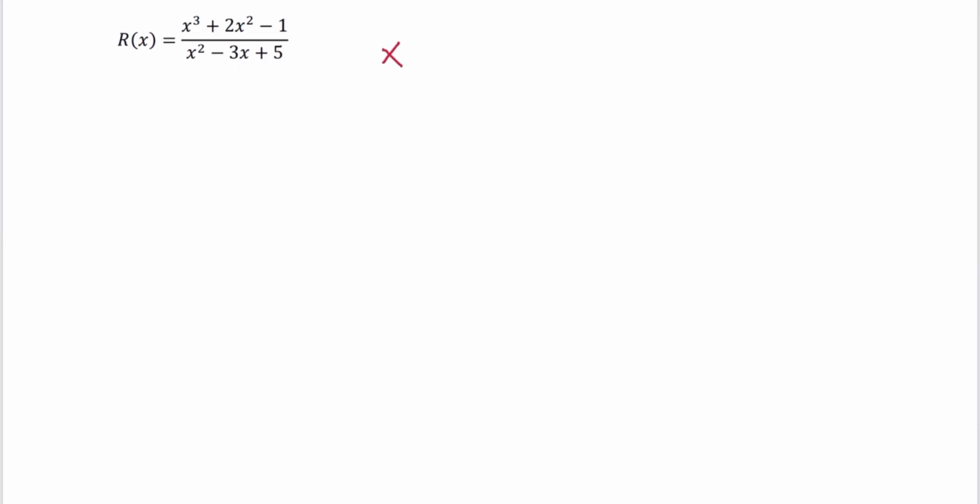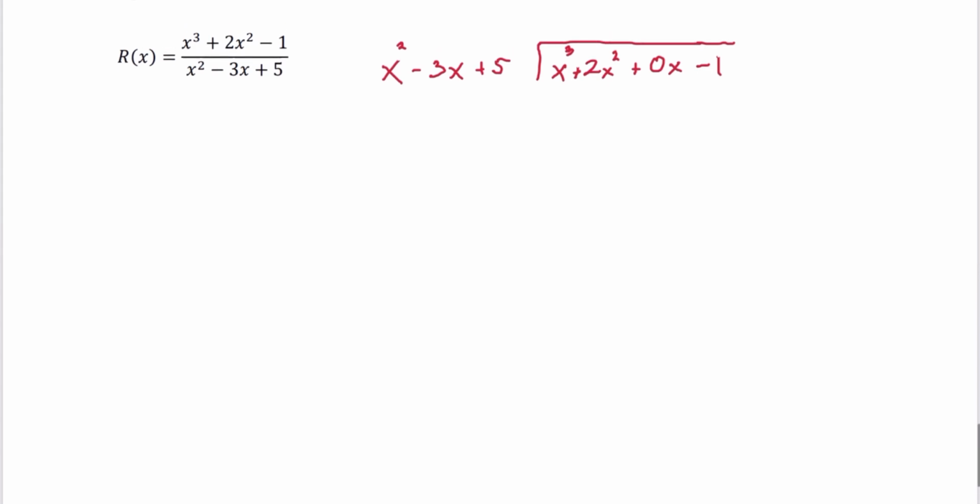So on the outside, we have x squared minus 3x plus 5. And then inside the house, we have the dividend, x cubed plus 2x squared. We need a 0 placeholder for the x, and then minus 1. And now we'll go through and do the long division. First term divided by first term. So in your head or off to the side, x cubed divided by x squared is x. That goes in the quotient.